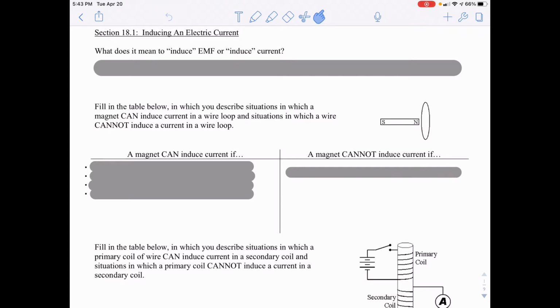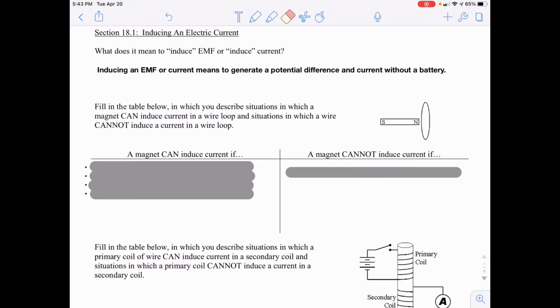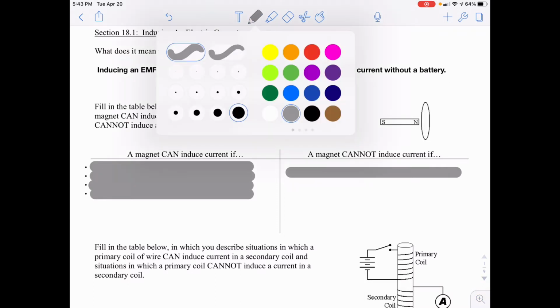Let's begin. Section 18.1, Inducing an electric current. What does it mean to induce EMF or induce current? Well, inducing an EMF means to simply generate a potential difference and a current without a battery. That is the key phrase right there, without a battery.